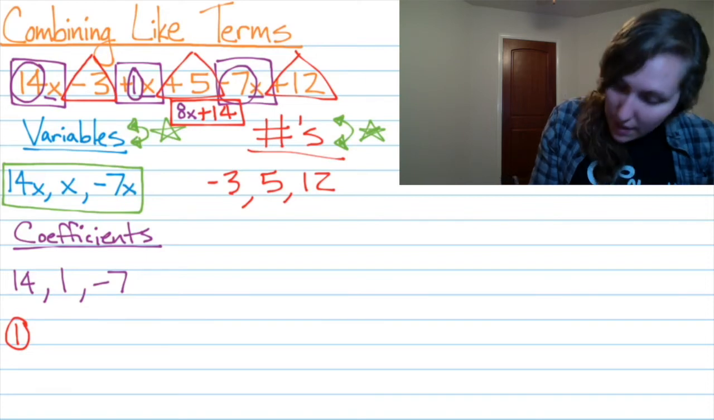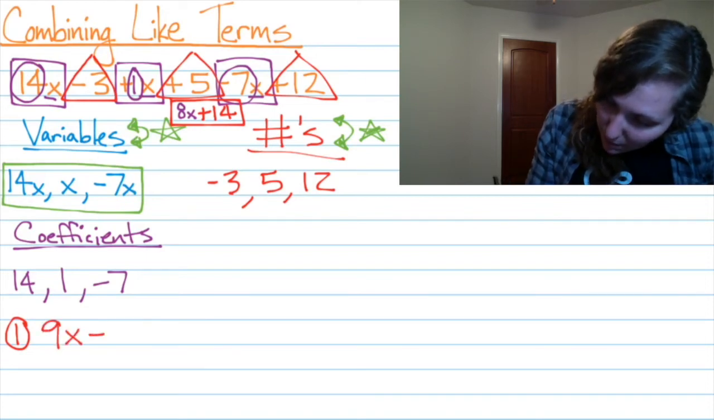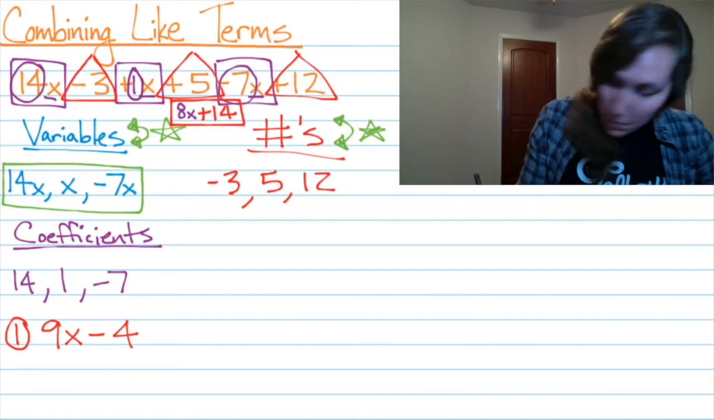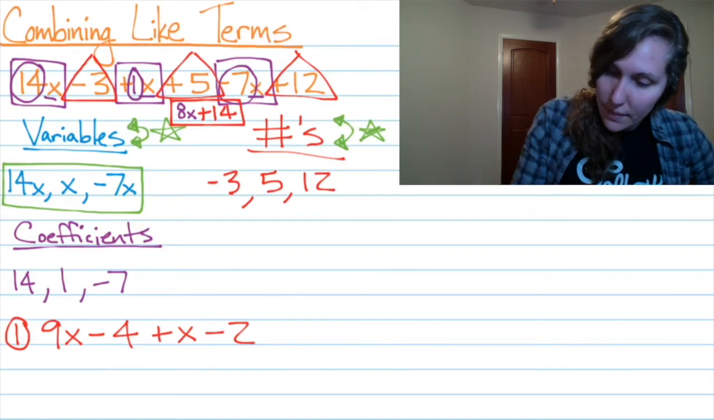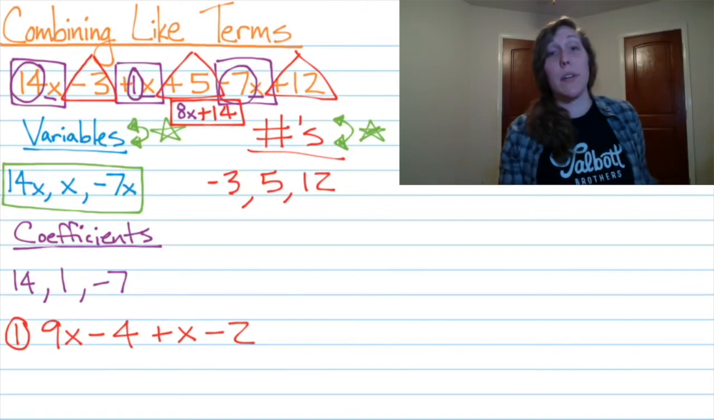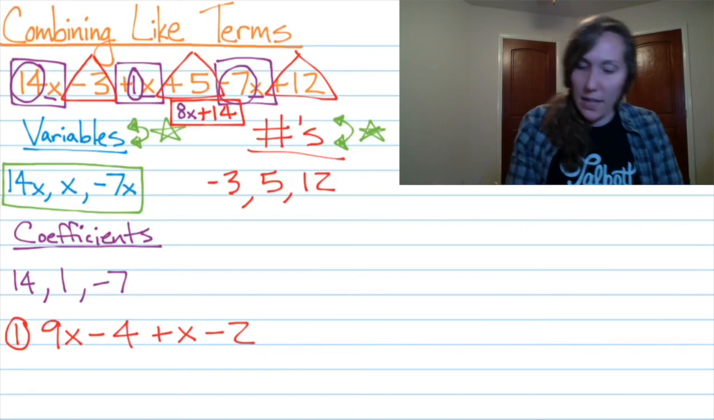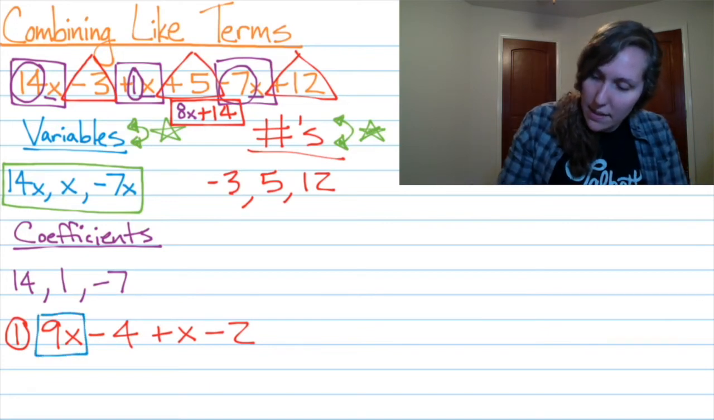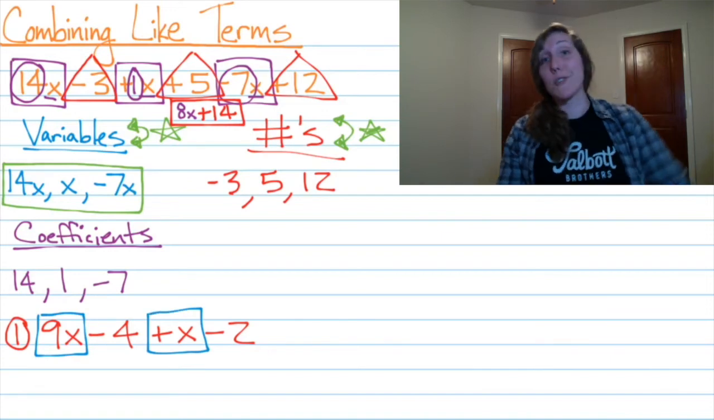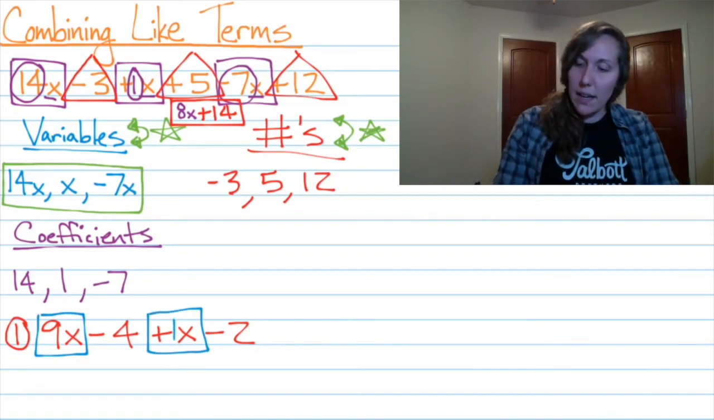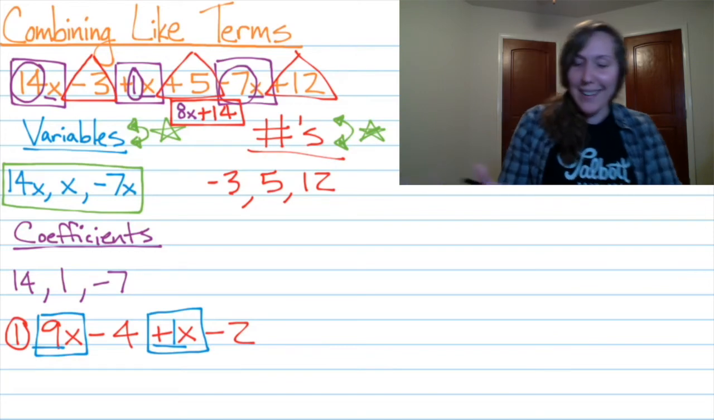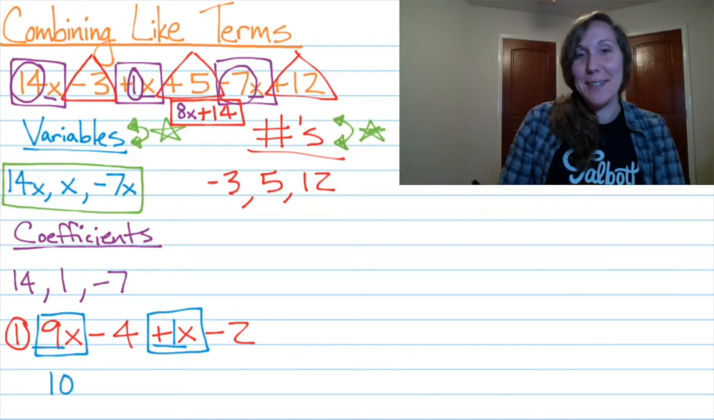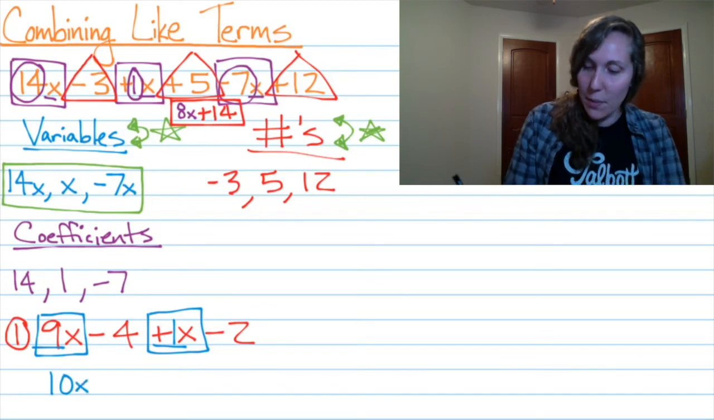We have 9x minus 4 plus x minus 2. So again, first we're looking for any variable terms with the same variable ending. Here I have 9x and positive x, so those are like terms because they both have the same variable ending. Again, there's really a 1x in front of that x, so I don't need a calculator for this one, 9 plus 1, I can do that. Hopefully you guys out there can too. And we get 10x when we combine those.